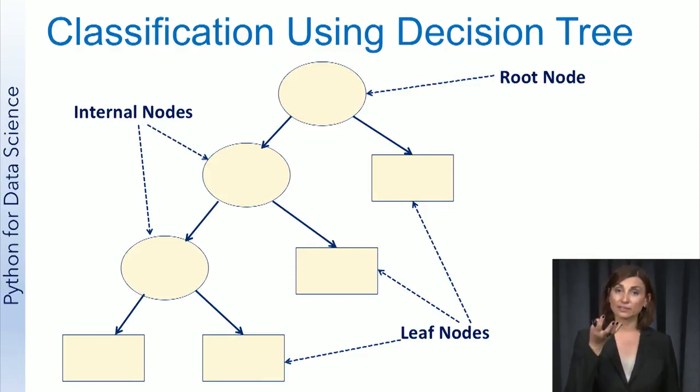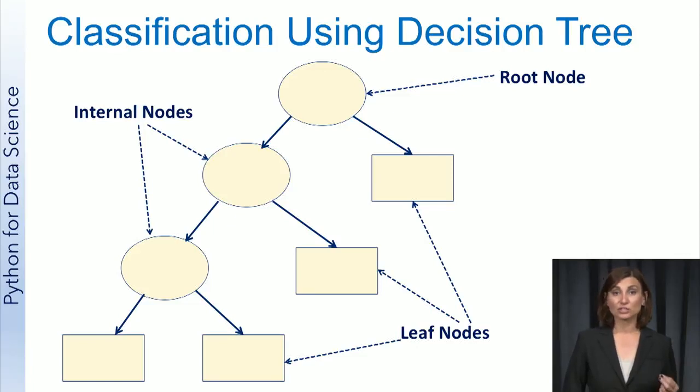A decision tree is a hierarchical structure with nodes and directed edges. The node at the top is called a root node. The nodes at the bottom are called leaf nodes. Nodes that are neither the root node nor the leaf node are called internal nodes. The root and internal nodes have test conditions. Each leaf node has a class label associated with it.